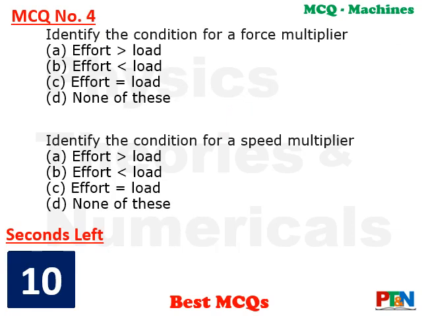Next MCQ. You need to identify the condition for force multiplier and speed multiplier. There are two MCQs here. First one is for force multiplier, second one is for speed multiplier. You need to find out the option. Your timer for 10 seconds starts now.